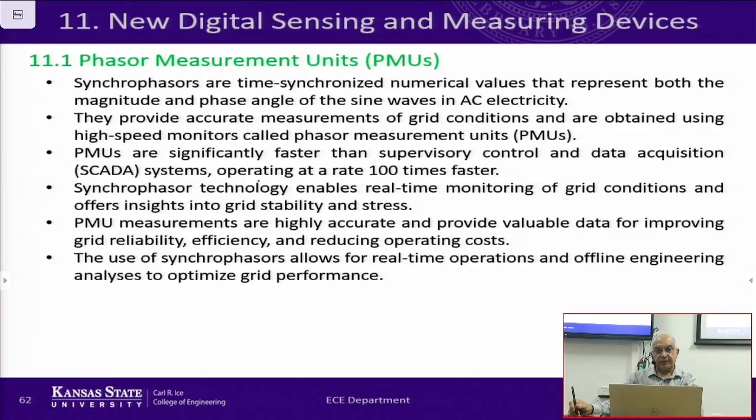In addition to that, we also have some new digital sensing and measuring devices. One of the most common ones people talk about is the PMU, phasor measurement unit. I think many of you must have heard about that. These are synchrophasors that are time synchronized to measure magnitude and phase angle at different locations in the system. They provide accurate measurements of grid conditions because they are synchronized with respect to one another, so you know exactly what the phase angle is from one end to the other end. Otherwise, you pretty much are estimating things and they are not very accurate.